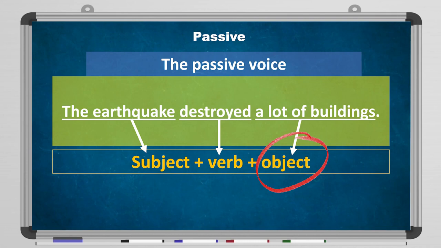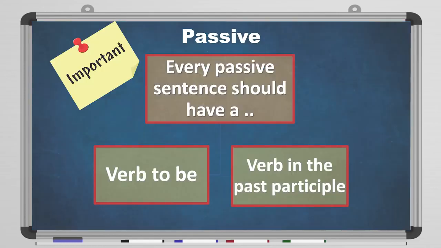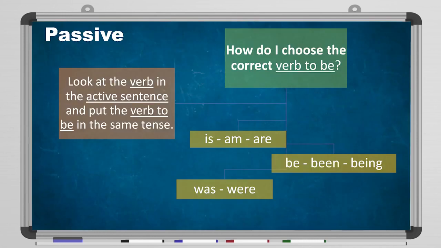If I want to turn this sentence into a passive one, we have to remember two things. The first thing is that every passive sentence should have a verb to be. And every verb in the passive sentence is in the past participle. Remember this. Every single passive sentence has a verb to be, and the verb in it is in the past participle. Now, you will ask me, how do I choose the verb to be?